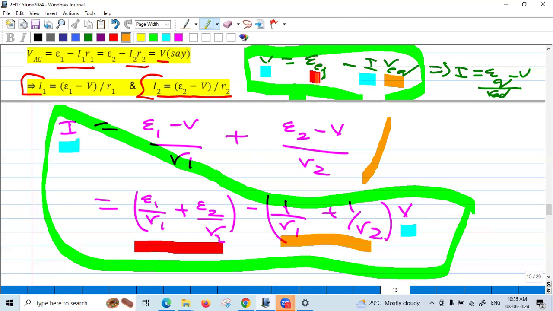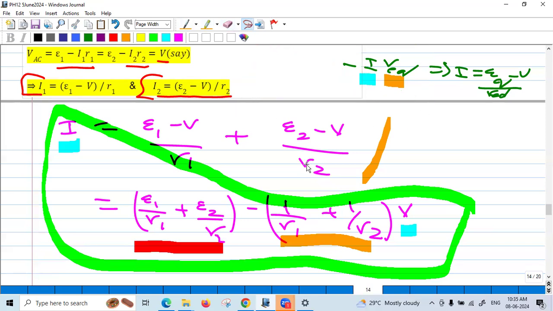Something is wrong here, right? Sorry. I have to compare this one, not this one. I made a mistake here. See, this VI characteristic is I equal to something minus something into V, right? So I have to compare this thing with this one. This is the VI characteristic for the equivalent circuit. This is the same form, right?